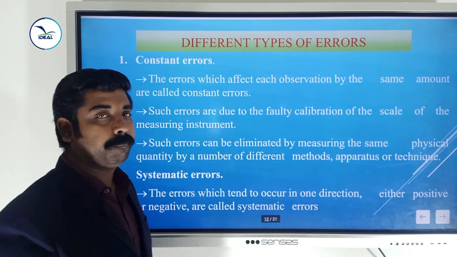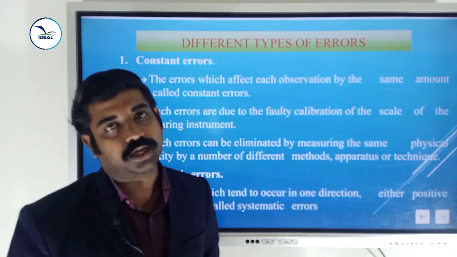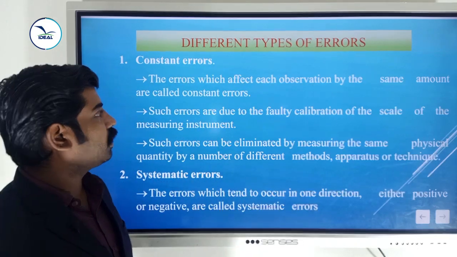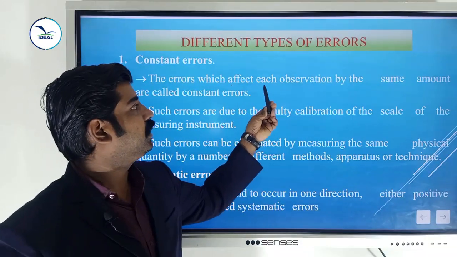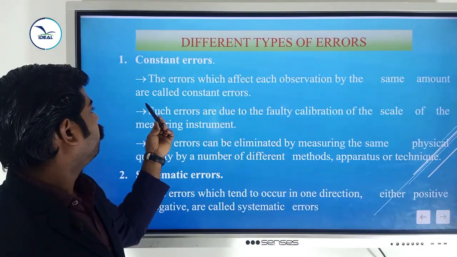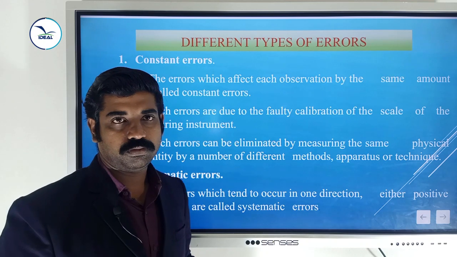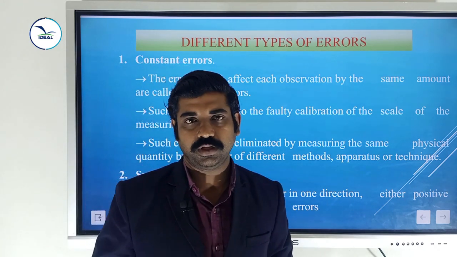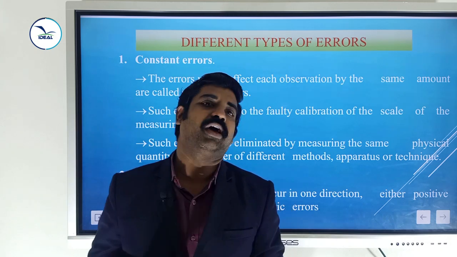The first one, constant error. Constant errors are those which affect each observation by the same amount. So if we are measuring by using measuring equipment, there are usually some errors that occur.